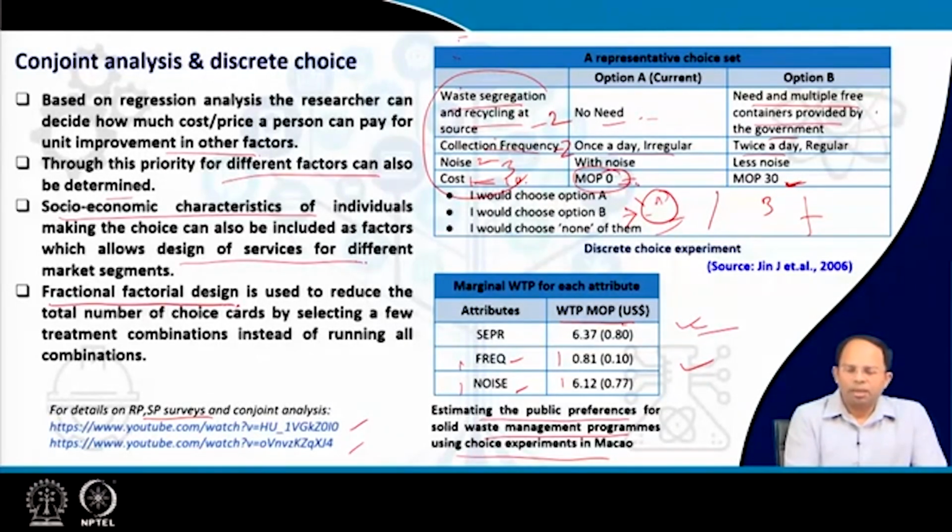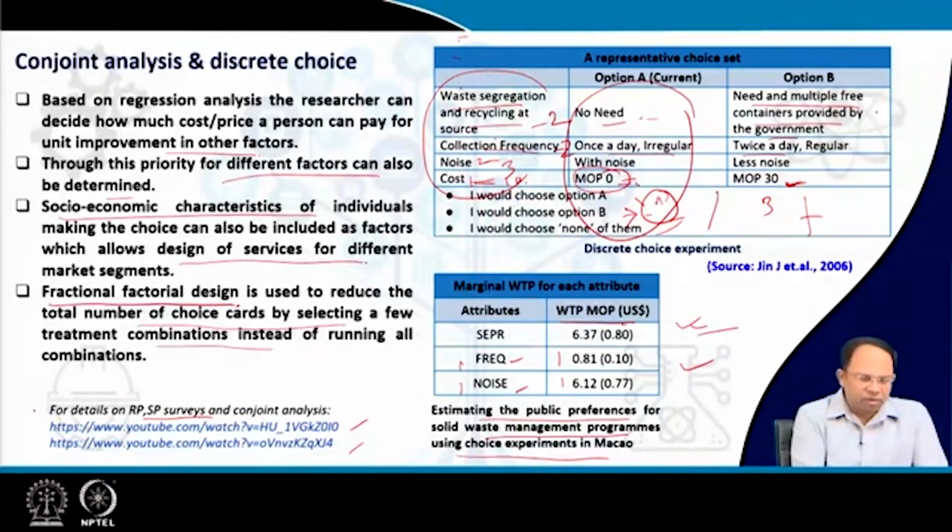This technique helps us in creating these payment cards, not utilizing all the factors, but only some combinations, which are good enough to conduct the regression, so that we can get better estimates for each of these factors. So the fractional factorial design is used to reduce the total number of choice cards by selecting a few treatment combinations instead of running all combinations.